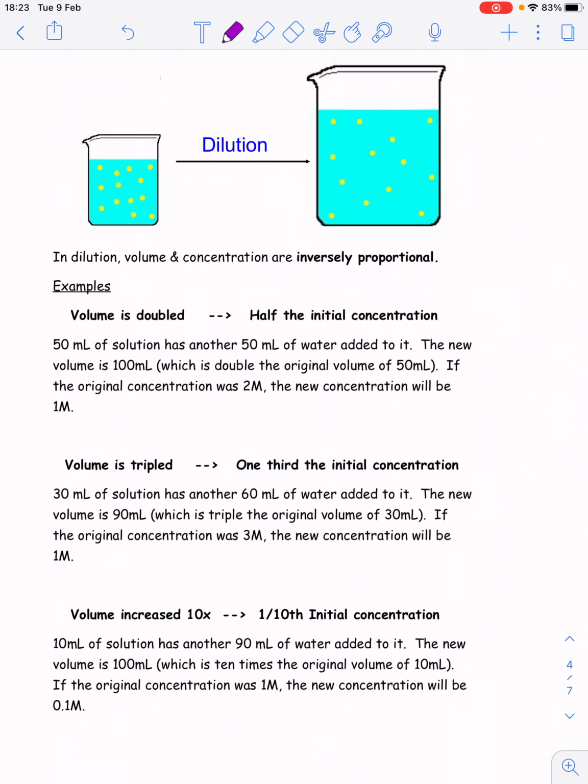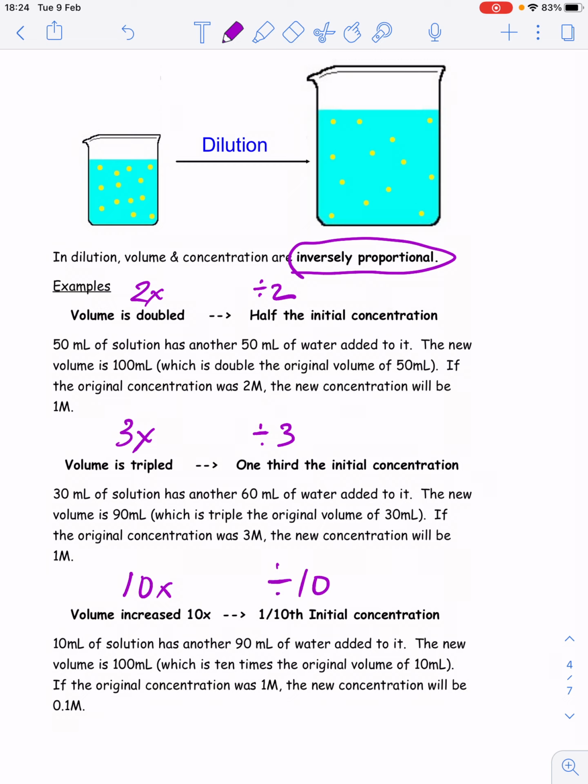That brings us to the actual quantitative relationship of volume and concentration. It's what's known as an inverse relationship. If you add water and double the volume of the solution, so that's 2 times the volume, then you're going to divide the concentration by 2. If you were to triple the volume, then the concentration would be divided by 3. It would be 1/3 of the initial concentration, and so on. If we multiplied the volume by 10, then the new concentration would be divided by 10. That's what the inverse relationship means.